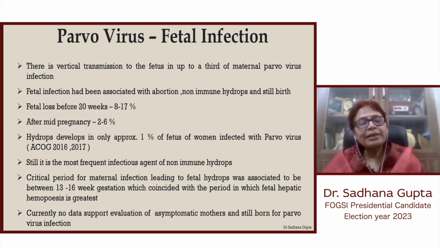There can be vertical transmission, and it is one of the very important causes of fetal anemia and non-immune hydrops. The critical period for fetal anemia is 13 to 16 weeks, which coincides with the period in which fetal hepatic hematopoiesis is greatest. So it causes fetal anemia by immunological ways, and currently no data support evaluation of the asymptomatic mother and stillborn for parvovirus.